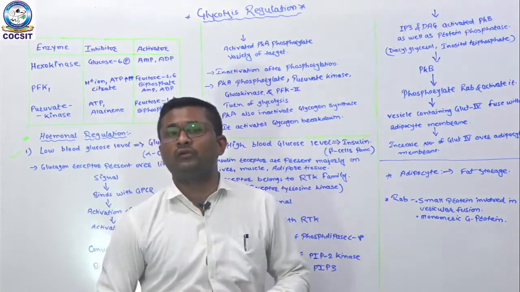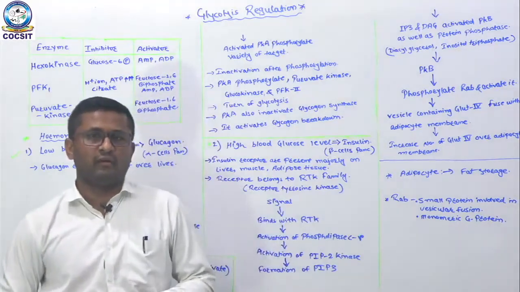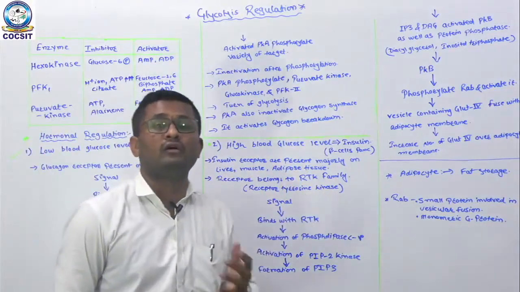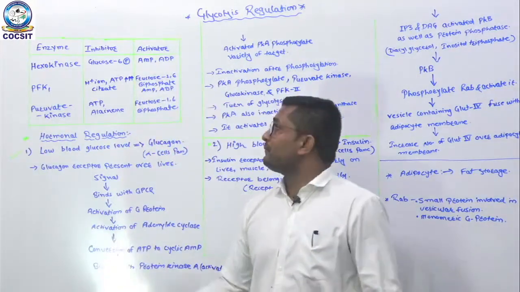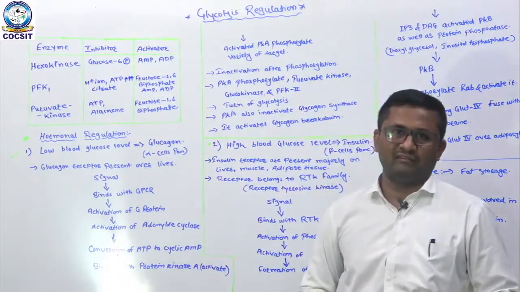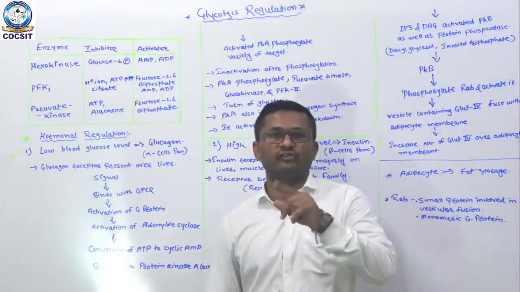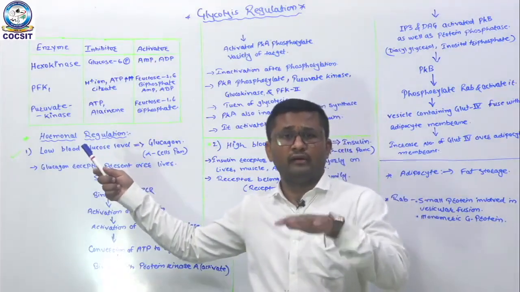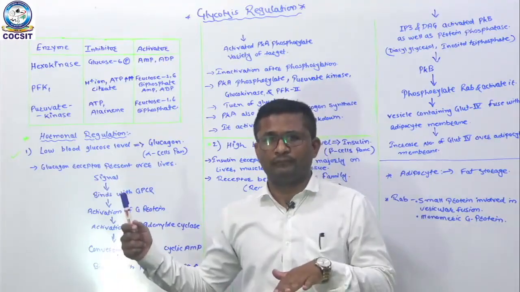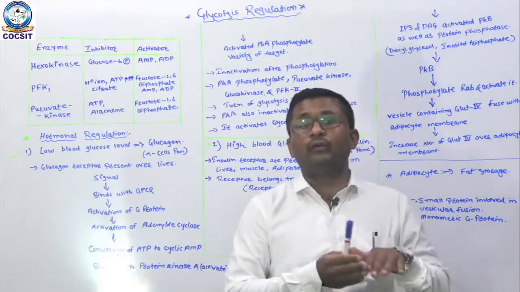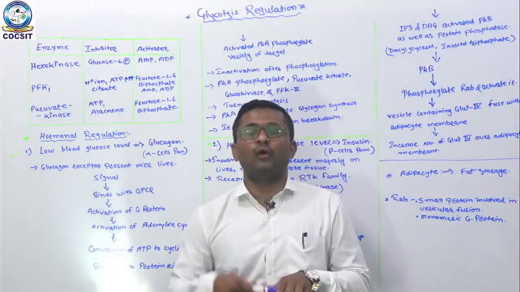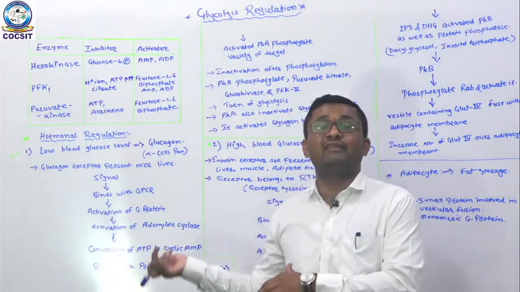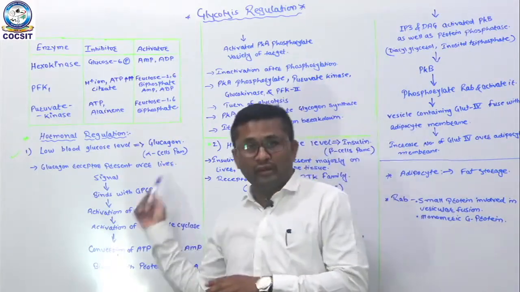Now we will move on to hormonal regulation, how hormones control or regulate the process of glycolysis. The very first situation we are going to consider is when the blood glucose level is low. In that condition, what is going to happen? The alpha cells of the pancreas are going to secrete the hormone glucagon.